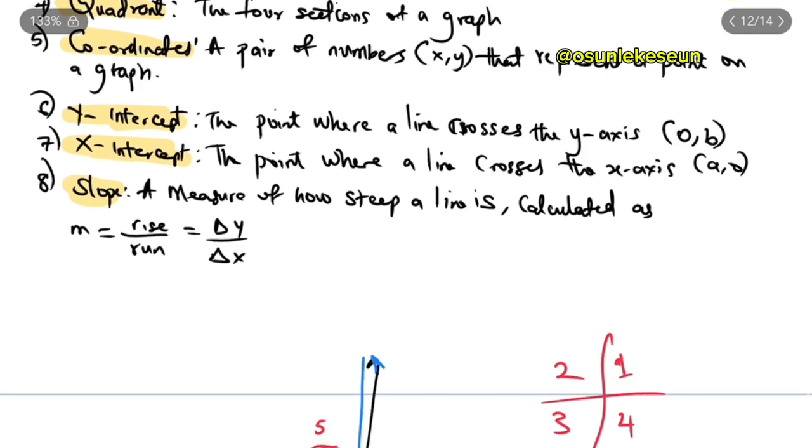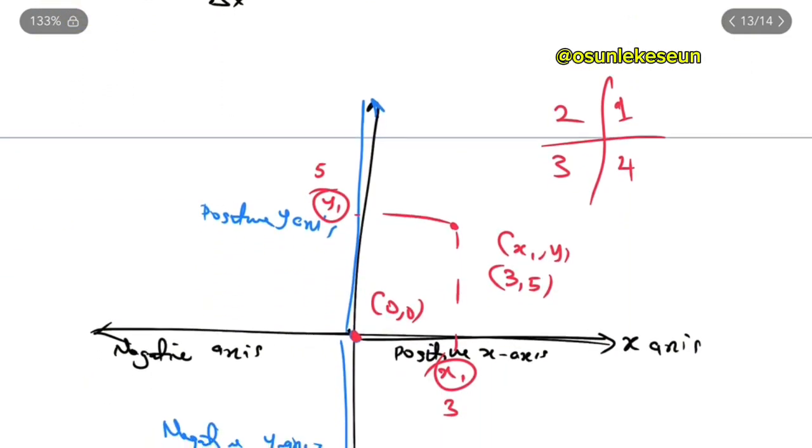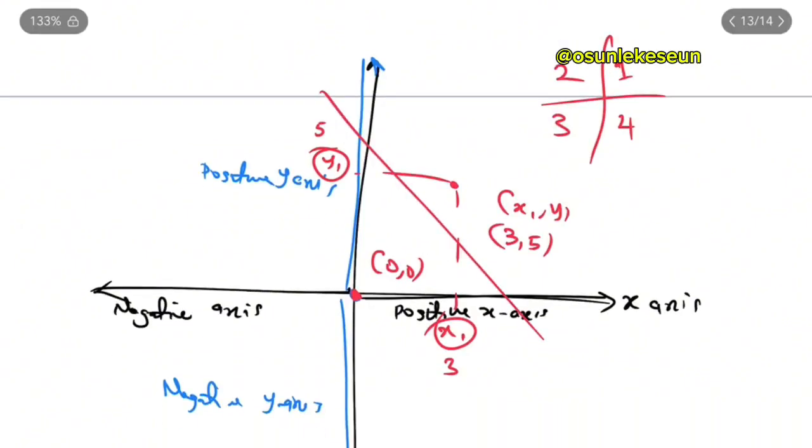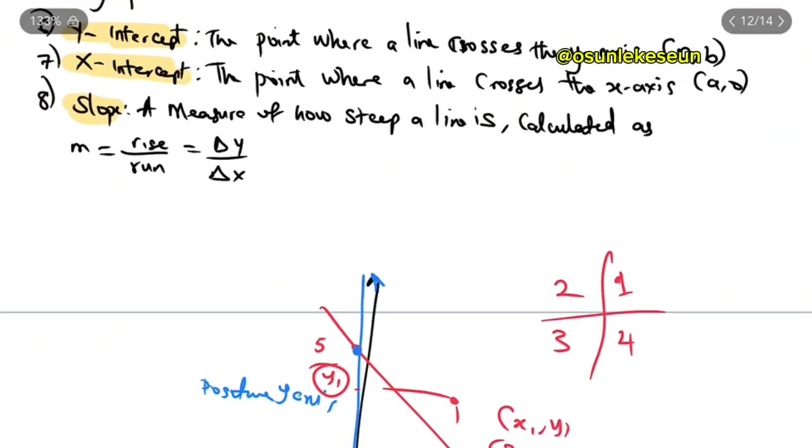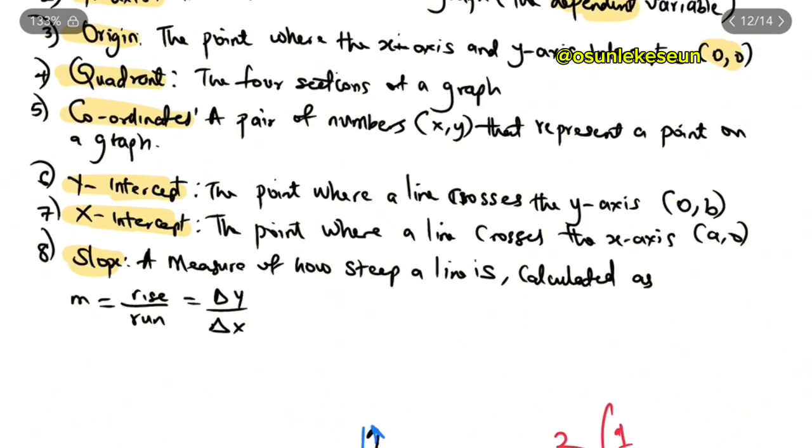The next thing is the y-intercept. The y-intercept is where the line cuts through the y-axis. In this case, if you draw a line, this point here is what we call the y-intercept, because it cuts through the y-axis. And this is the x-intercept. It cuts through the x-axis. The y-intercept is written as the point (0, b). That means x is 0 here and y is b. For the x-intercept, it is (a, 0). That means x is a and y is 0.